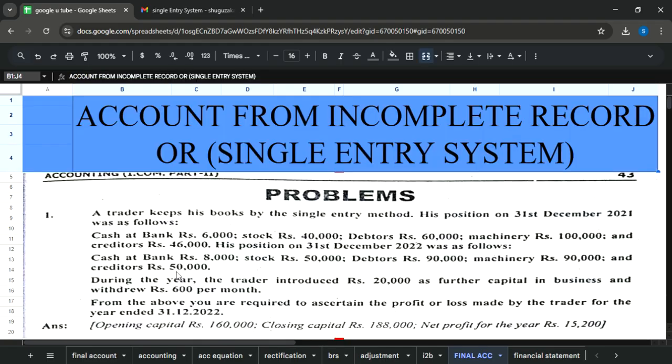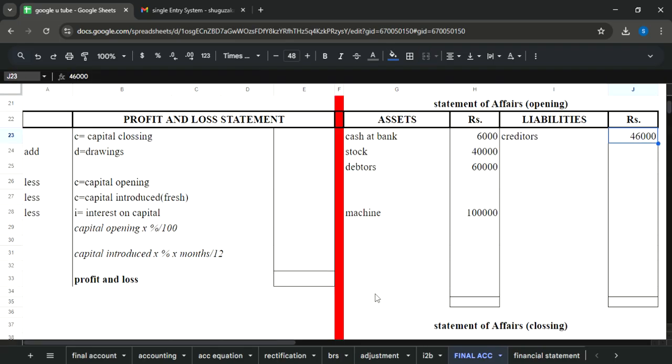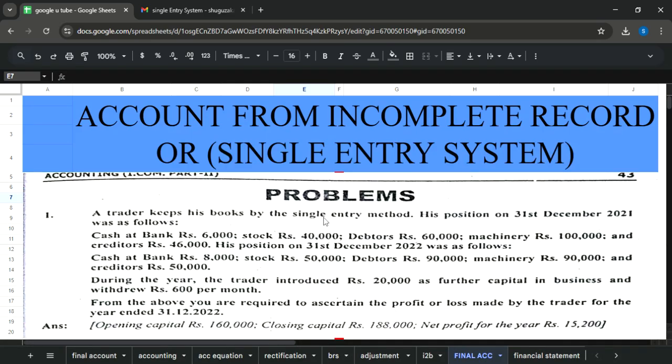After that, there are a few further lines available. We will read them. During the year, the trader introduced a further capital, 20,000. Further capital, introduced capital, or fresh capital, it's one and the same thing. So 20,000, as you know, this is part of the profit and loss statement. Here you can see fresh capital. Over here, 20,000 of capital would be written in the profit and loss statement. This would not be part of the statement of affairs.